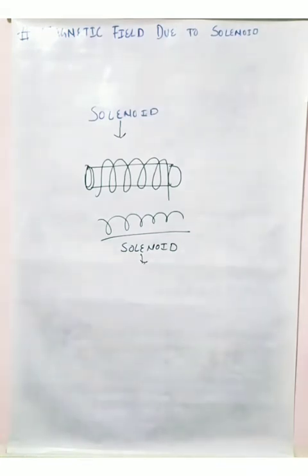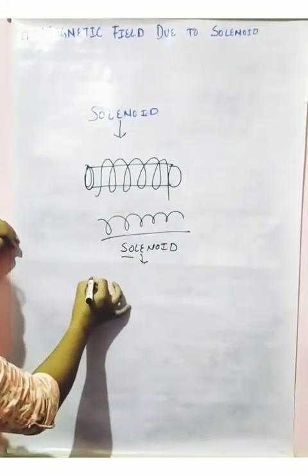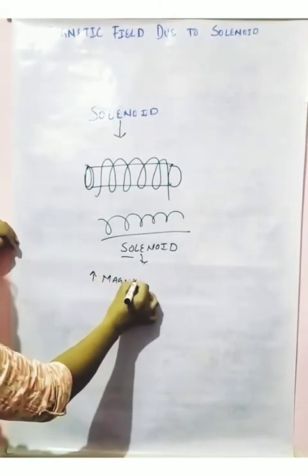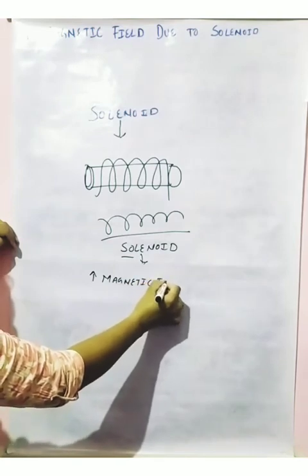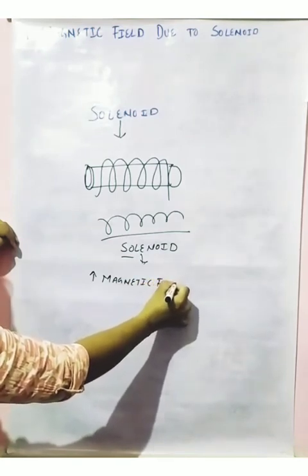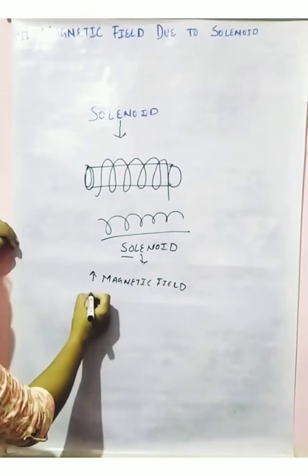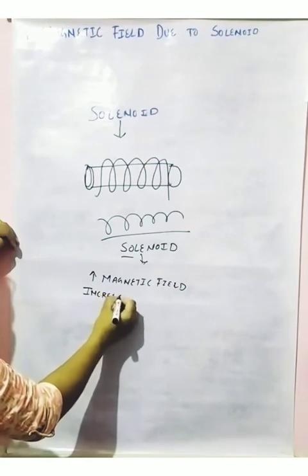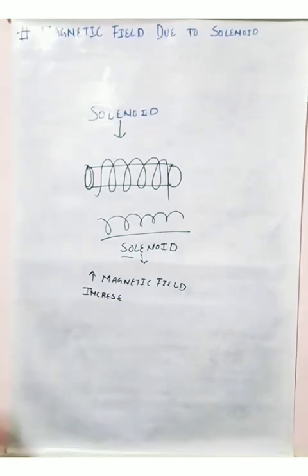Now the question comes, what is the use of this solenoid, why are we using it, and for what purpose are we studying it? See, a solenoid is useful for increasing the magnetic field. Why are we using a solenoid? To increase the magnetic field.